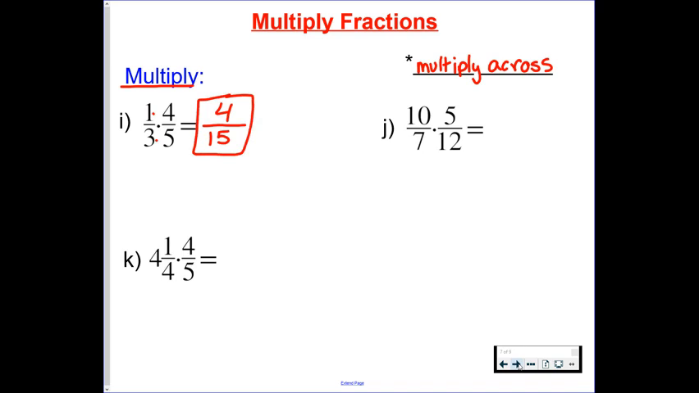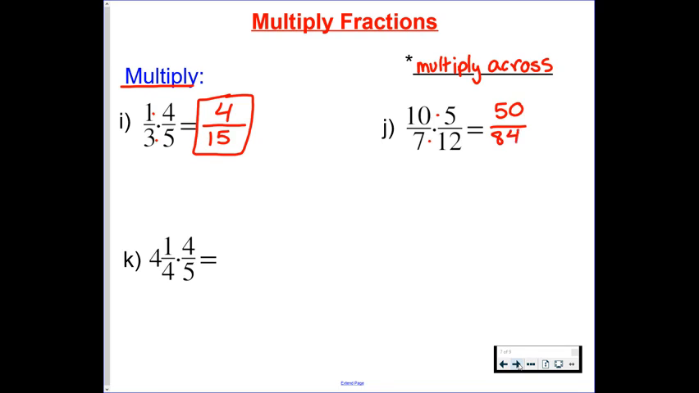Now this next one, example J, we have 10 sevenths times 5 twelfths. Again, I'm going to multiply the top. 10 times 5 is 50. 7 times 12 is 84.